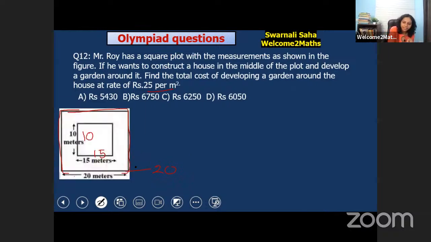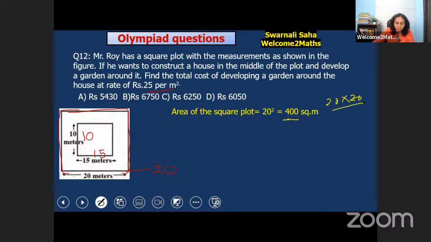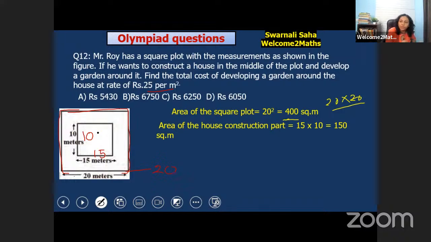Now let's check the answer then. You solved already. Let's see it. So area of the square plot would be so easy, 20 square. So 20 into 20, it is 400. Okay, 20 into 20, 400 square meter. Now, area of the house construction part would be how much? 15 into 10, because I showed you it's 15 and 10. So 15 into 10 is 150 square meter. That means the area of garden is 400 minus 150, that is 250 square meter.